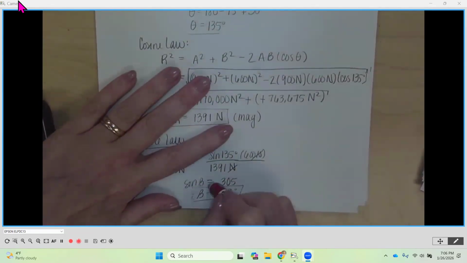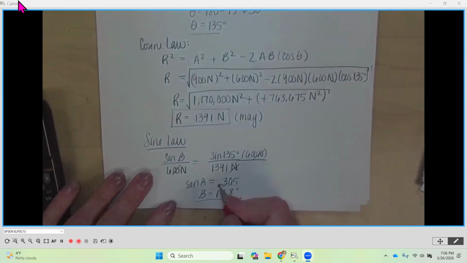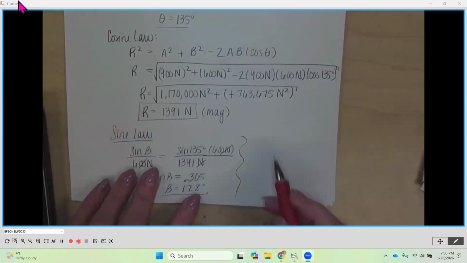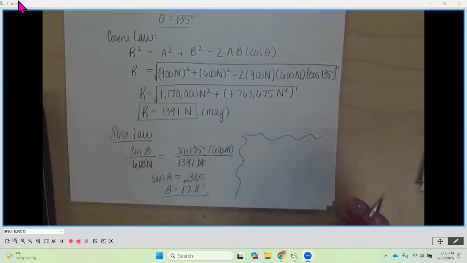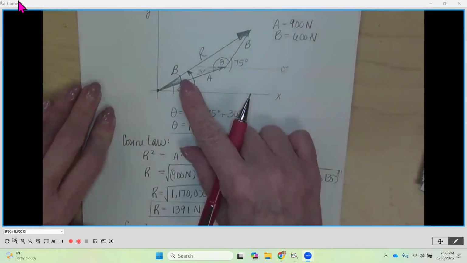Oh, that's really not a final answer, so I don't want to put a box around this one. This is not a final answer. For beta, did you get 17.8? Yeah, I got that, yep. Give me a chance to get that one. Now that's not a final answer, so don't put a box or a circle around that one. We only want boxes and circles around final answers, okay? There's intermittent answers, okay? So beta, we know is 17.8 degrees.